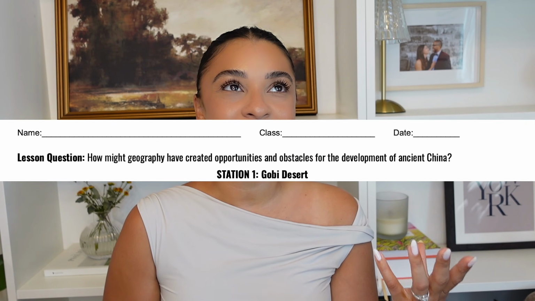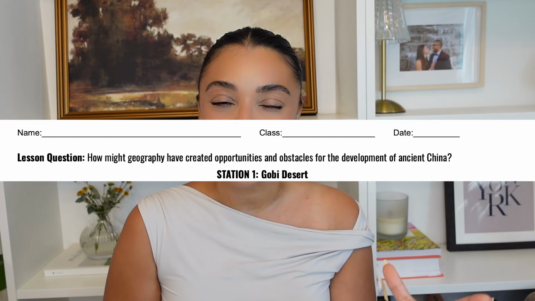I want you to think of stations as like chunking information. Instead of giving them one reading passage that they have to go over independently, how can you chunk documents? How can you chunk images? How can you chunk websites and kind of give it in bite-sized stations? So that's the first thing. You want to decide what are students doing during stations, and the way I like to approach it the most is by having an overall lesson question.